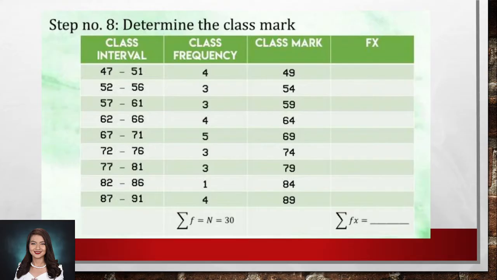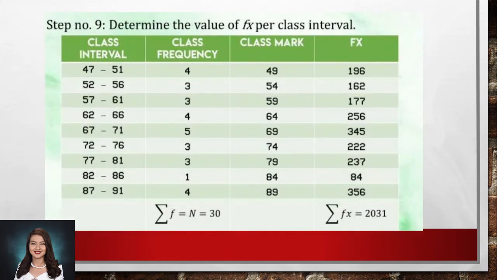Fx, or multiplying the class frequency and its class mark. So we have here 4 multiplied by 49, we get 196. 3 multiplied by 54, we get 162. Until 4 multiplied by 89, we get 356. And now we're going to sum all the data in the column Fx. If we add 196 until 356, we get 2031. And if we sum all the class frequencies, our population here would be 30.